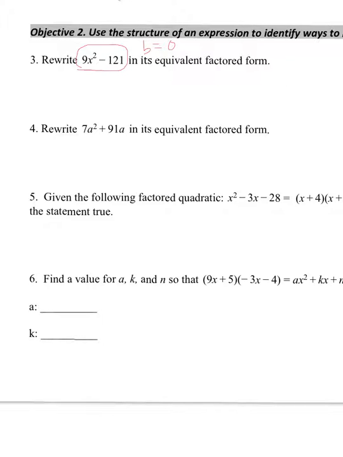Okay, so I'm looking for the 2 factors of 9 and the 2 factors of 121. They're going to come together to make 0. So when you make 0 with adding, what you're doing is you're finding opposites, right? So notice that 9 is a perfect square. So 3 and 3 will be the same numbers, okay?